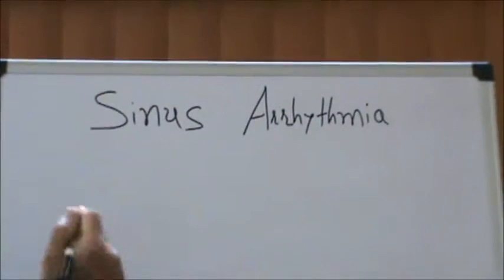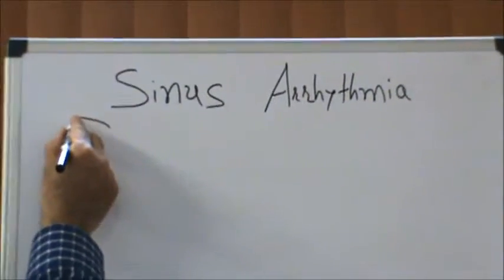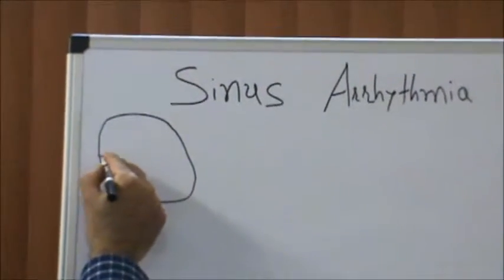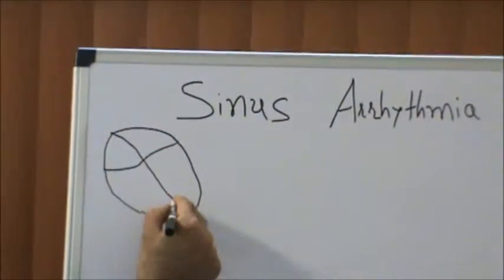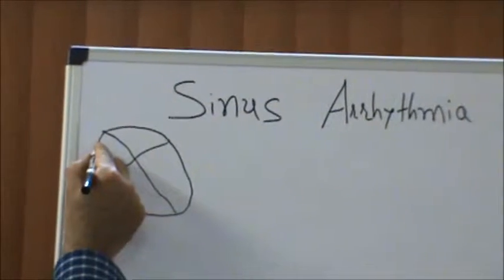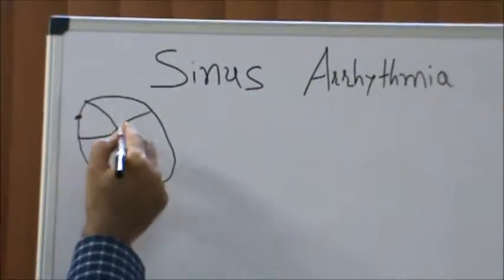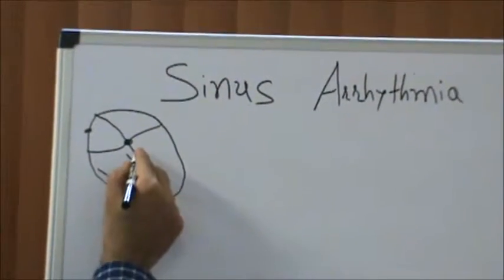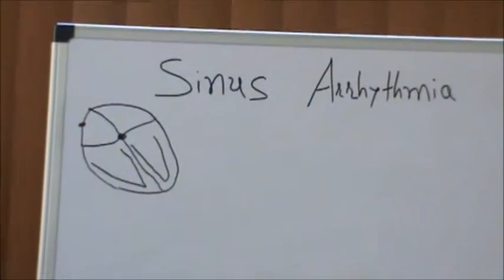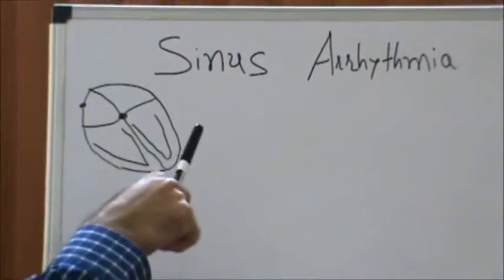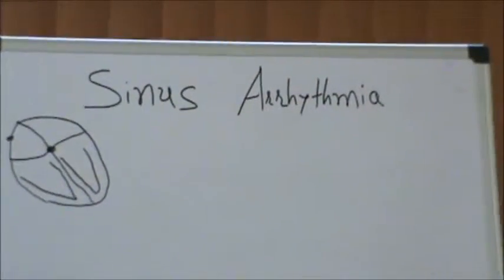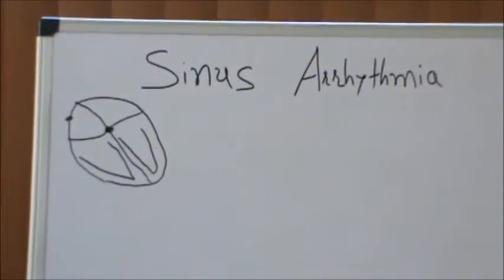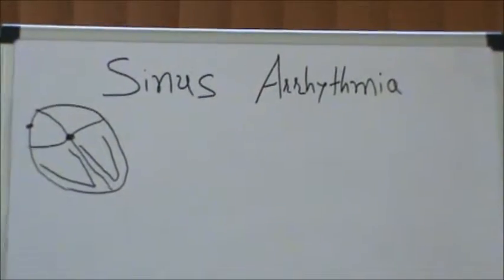Let me draw a heart here. This is our friend SA node, AV node. Now, arrhythmia that is caused by the sinus SA node is called sinus arrhythmia.